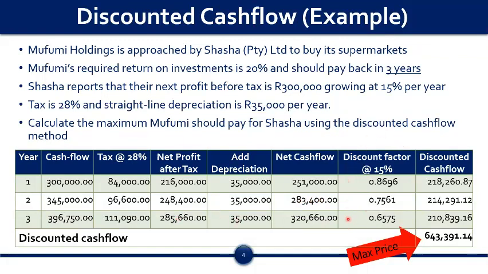Then we need to find the discount factors. You can go to the back of your module and look at the discount factors in table number 1. You will find that for 15%, the first period value is 0.8696. Second year, 0.7561. Third period, 0.65. Now we multiply this net cash flow times the discount factor. So 251 times that gives you 280. Then that times that gives you that. That times that gives you that. If you add everything, you get 643,391.14. That is the maximum price you ought to pay.